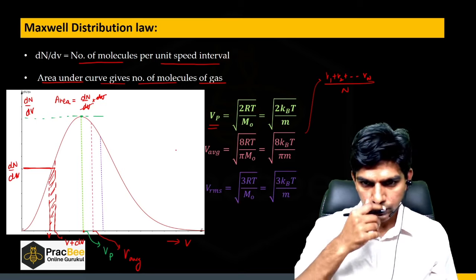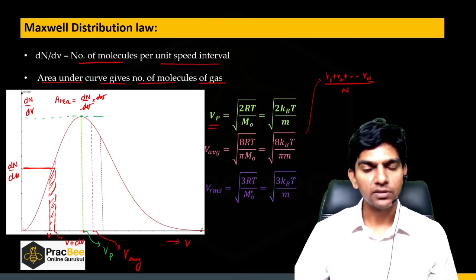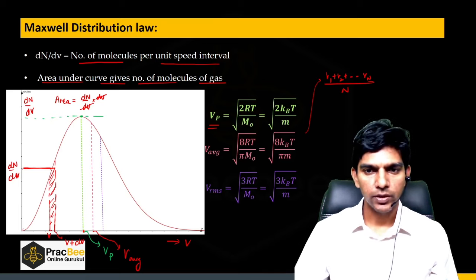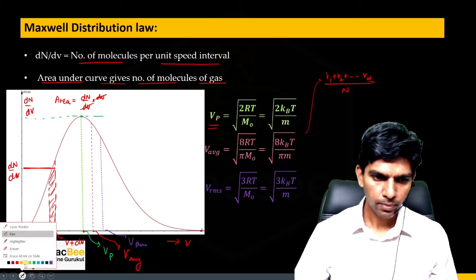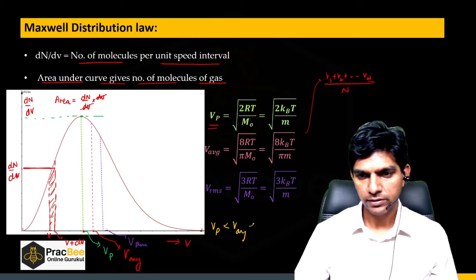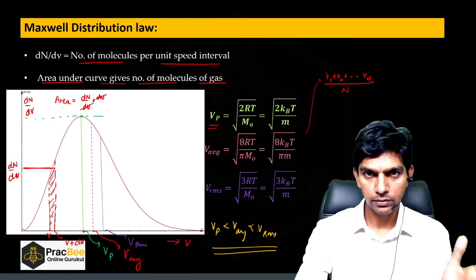And the last important speed that we have to study is root mean squared speed. You know this formula, it is root 3RT by M naught. So in RMS, the factor is root 3. In V average, it is root 8 by pi. In VP, it is root 2. If I write this in increasing order, VP is less than V average, which is less than V RMS. So do remember this order and these formulas. We will discuss questions based on these formulas in the subsequent section.